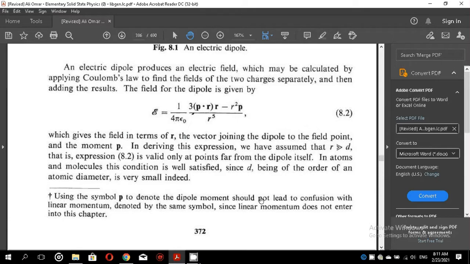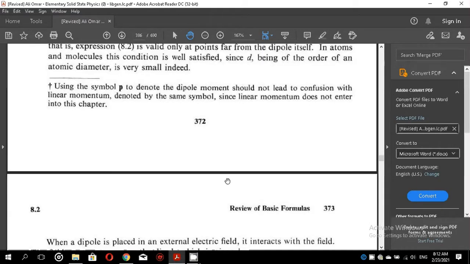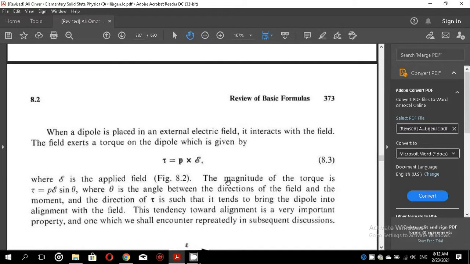In deriving this expression, we have assumed that the distance r is much larger than the displacement d. That is, expression 8.2 is valid only at points far from the dipole itself. In atoms and molecules, this condition is well satisfied, since d, being of the order of an atomic diameter, is very small indeed.